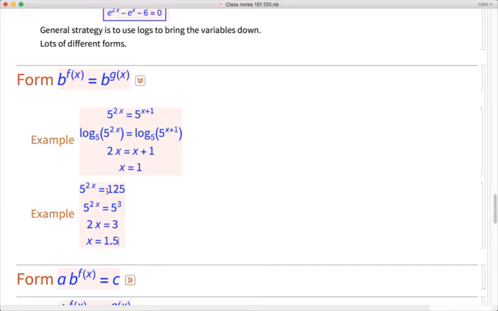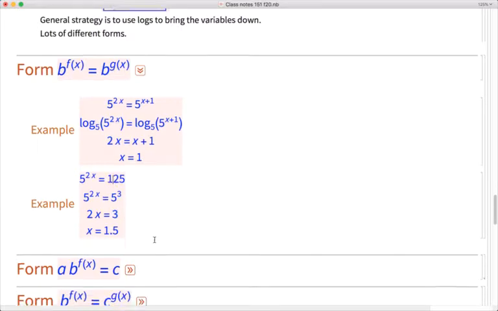I should say that perhaps it's not essential that you write 125 as 5 cubed. If you simply took log base 5 of both sides and then computed that the log base 5 of 125 was 3, that would be another way of getting from equation 1 to equation 3.